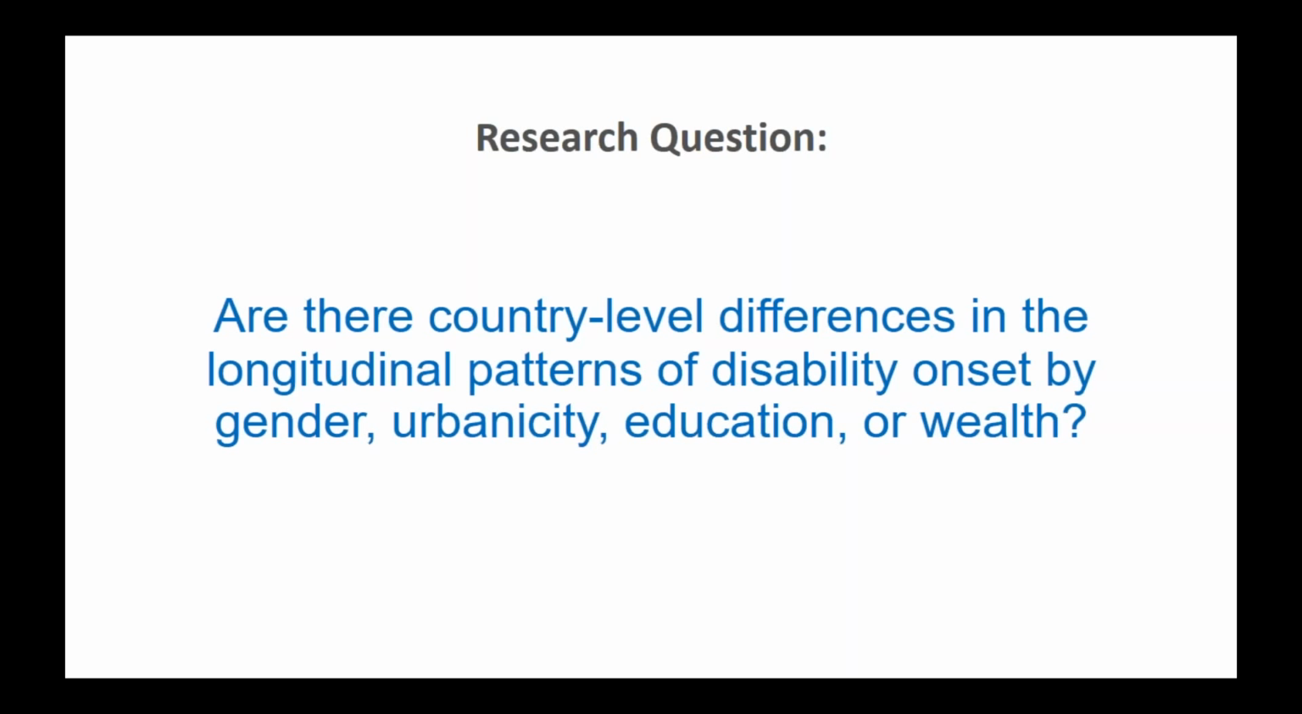And we're going to look at some different factors that we think might be correlated or might not be correlated, or might have an effect, or at least an association with disability onset. Those are going to be gender, urbanicity, so whether someone is urban or rural, education, and wealth.